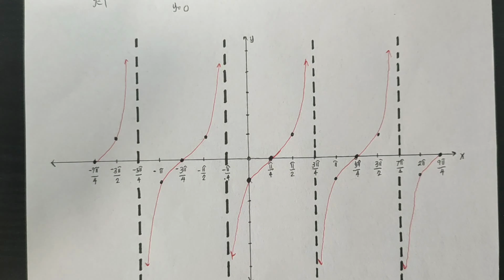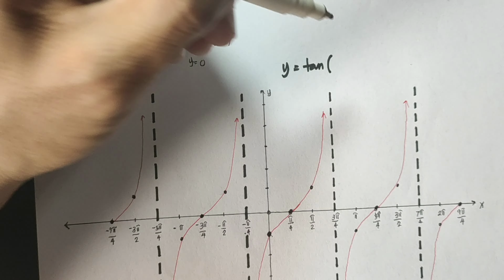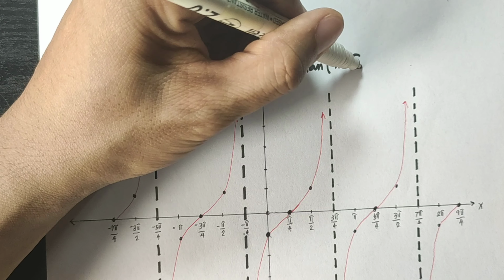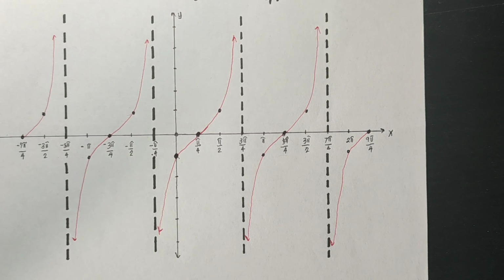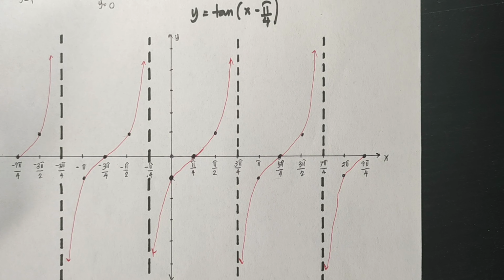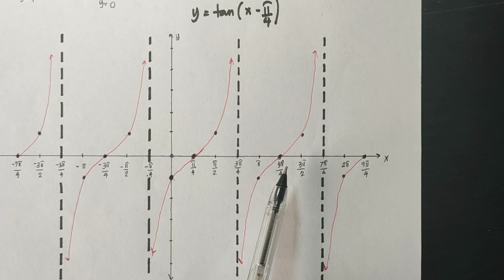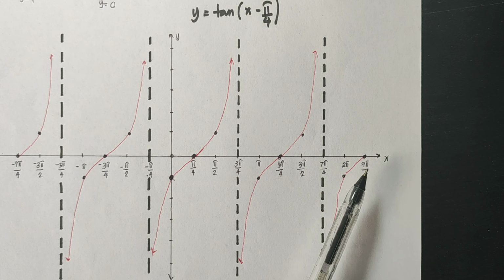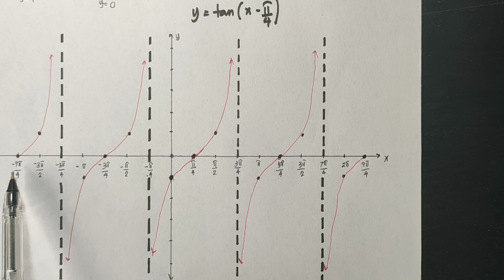Okay, so this is now the graph of the function y equals tangent of x minus pi over 4. As you can see, there's no value for the amplitude. Looking at the graph of this function, you can see that the intercepts are (pi over 4, 0), (5 pi over 4, 0), (9 pi over 4, 0). On the negative side, we have (negative 3 pi over 4, 0) and (negative 7 pi over 4, 0).